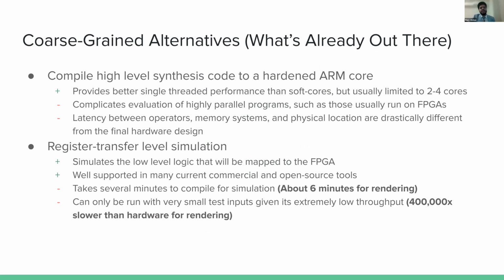There's also register transfer level simulation, which simulates the low-level logic that will be mapped to the FPGA. It's well supported in current commercial and open source tools, but it takes several minutes to compile and can only be run with very small test inputs, given its extremely low throughput. And compared to current monolithic compile, it's very slow, 400,000 times slower than hardware for rendering, and takes about 6 minutes.